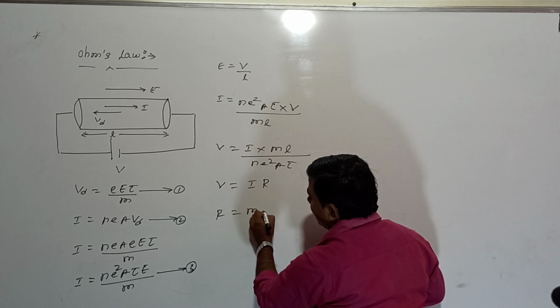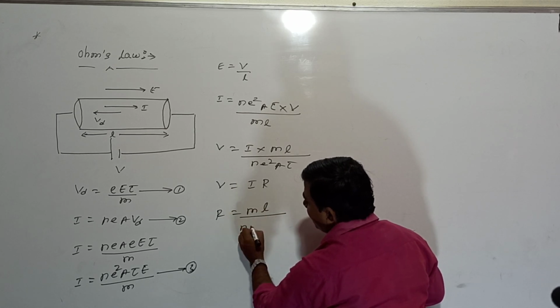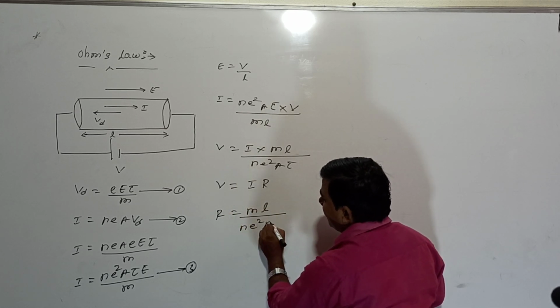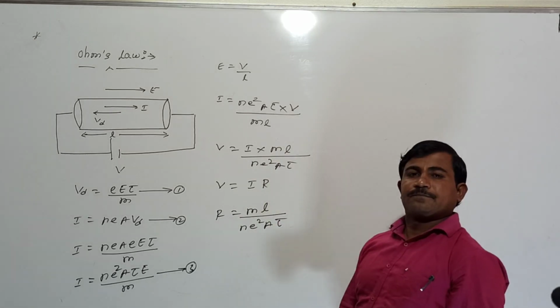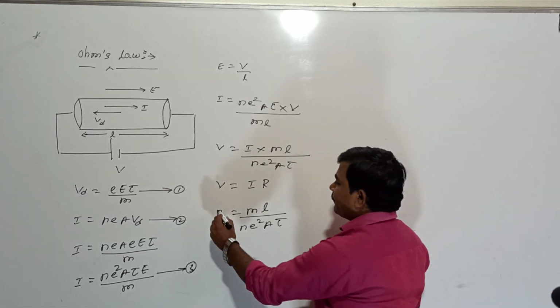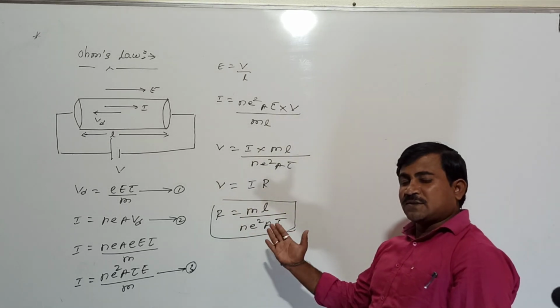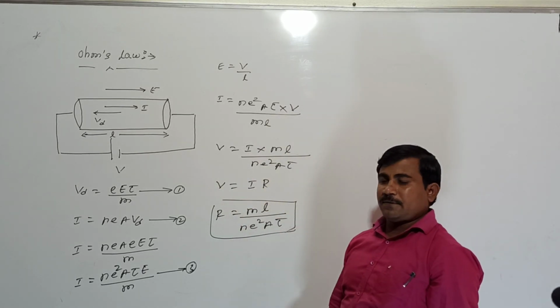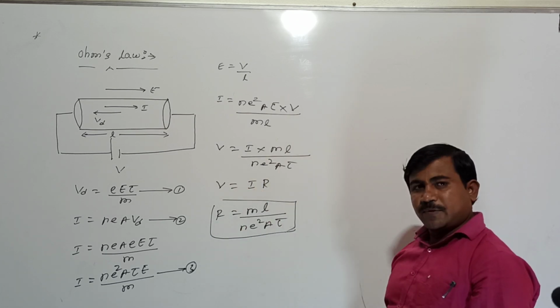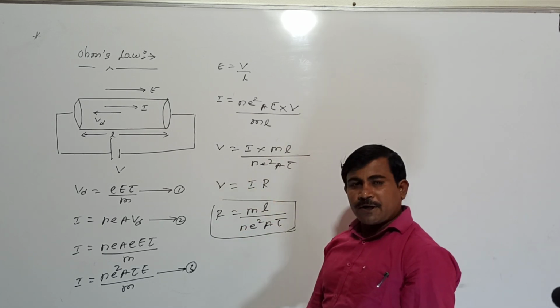R equal to m into l divided by n into e square A into tau. This R we are calling the resistance of the conductor. We will study this resistance of the conductor in a separate part. Now let us see what relation you got: V is equal to I into R.